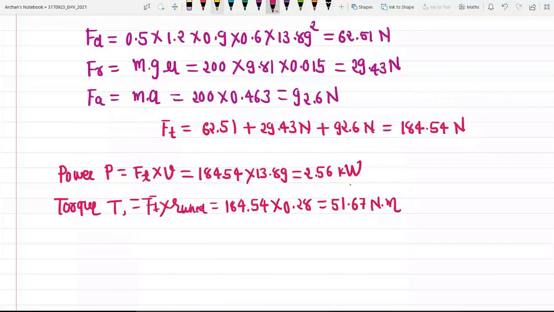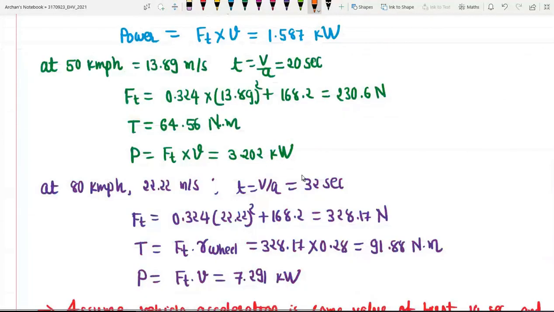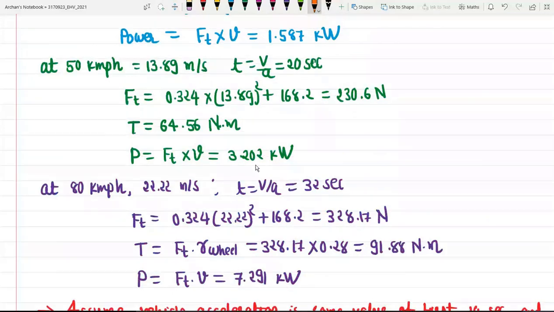Now let us compare this with the previous case, that is constant or linear acceleration. Whenever we consider linear acceleration, and if we consider velocity as 50 kilometer per hour, then the power required is 3.202 kilowatt, and torque requirement is 64.56.